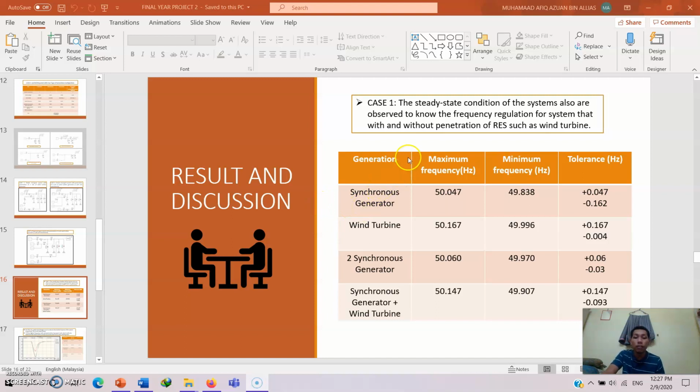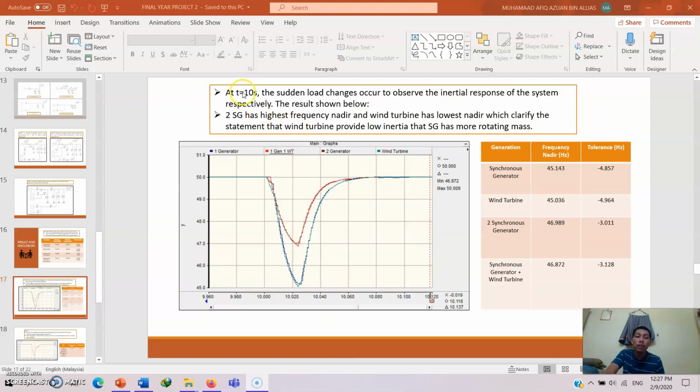And for the result and discussion, for case 1, we observe the steady state condition first, where there is no disturbance, and we found out that the wind turbine has the highest tolerance, which is not good for the frequency regulation, and the 2 synchronous generators have the better tolerance, which is good for the grid frequency system. Then for the disturbance at 10 seconds, a sudden load change occurs to observe the initial response of the system. So we can see the initial response of all the 4 generation configurations here. From the data, we can know that the 2 synchronous generators have the lowest tolerance, which gives a good initial response, and the frequency is the highest.